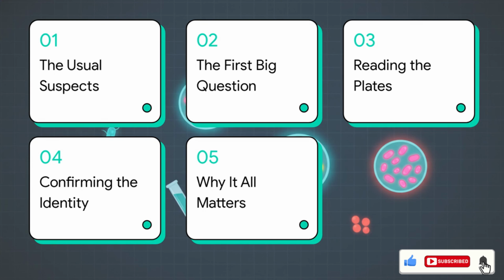Here's the game plan. We'll start by meeting the usual suspects. Then, we'll ask one big question that helps us narrow them down. After that, we'll learn how to read the plates for more clues, and then finally confirm the identity. And at the end, we'll talk about why all of this really matters.